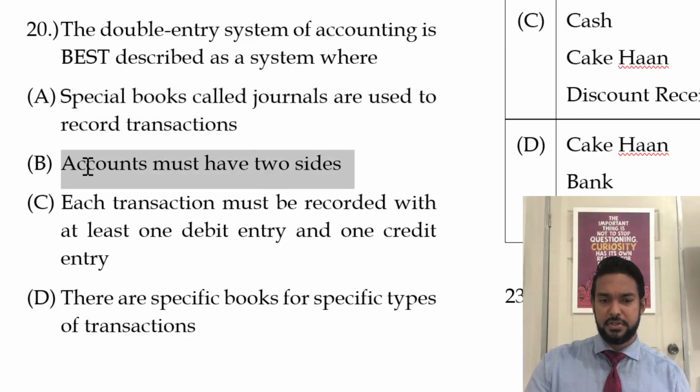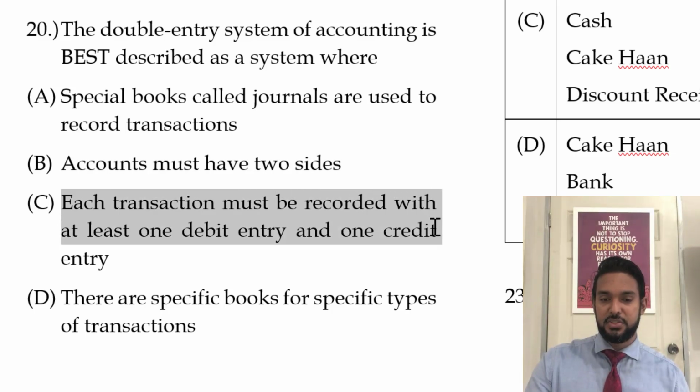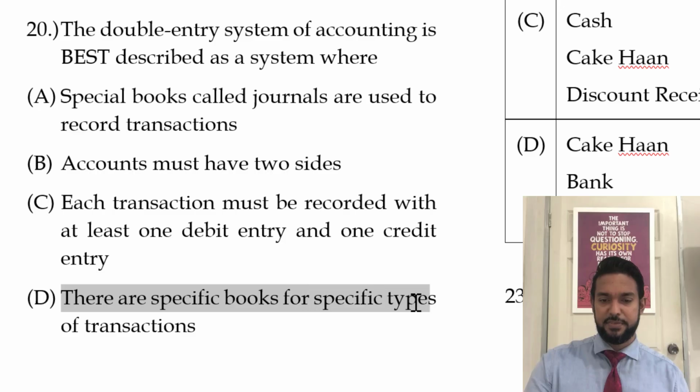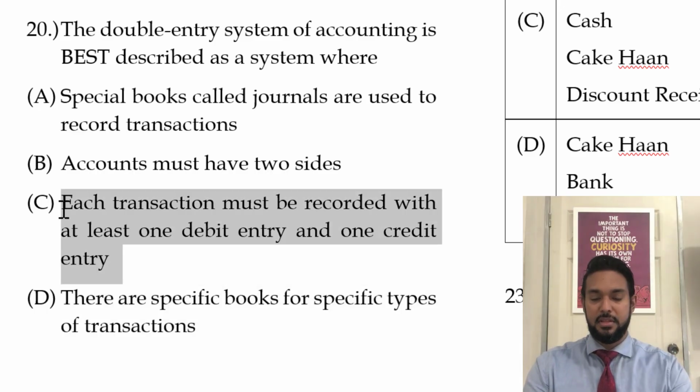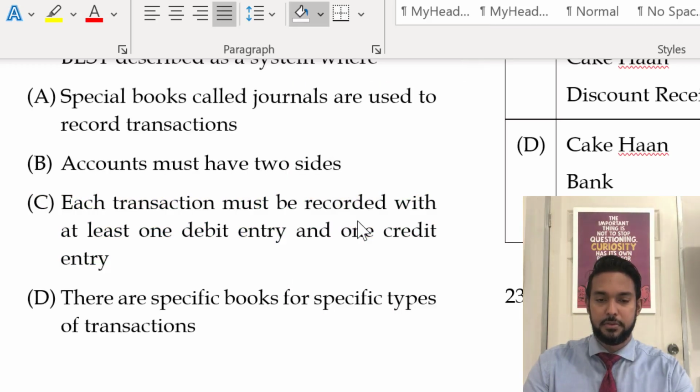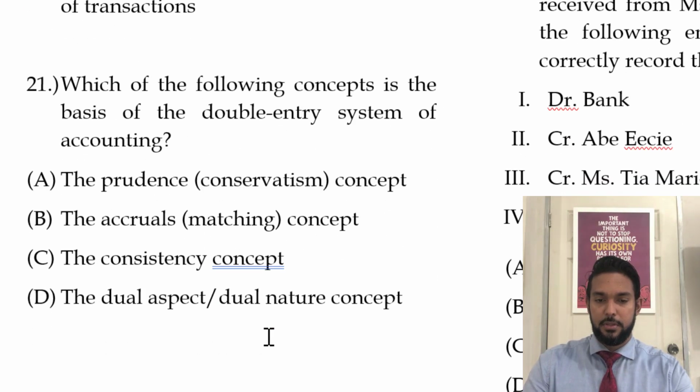Let's check out B. Accounts must have two sides. Well, that will facilitate double entry, but that doesn't tell us what the double entry system is. All right, C. Each transaction must be recorded with at least one debit entry and one credit entry. That might be where the money is. I think that's the answer there. And D, there are specific books for specific types of transactions. Well, that more speaks to the journals, to be honest, and it is not a very good description at all of what double entry is. So C is definitely the best answer here. Oops, let's highlight it in yellow so we know what we've done. Cool.